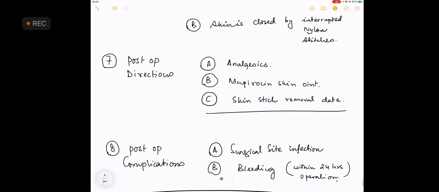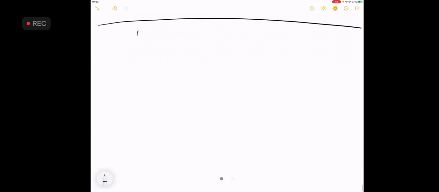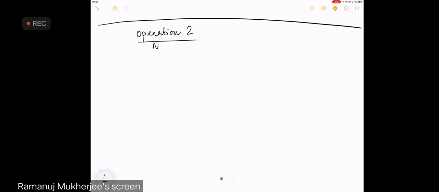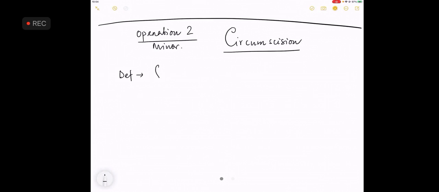The next operative, operation 2 in the minor, is circumcision. By definition, you are asked by the examiner, what is circumcision? Circumcision is the surgical removal of the foreskin, or you should be calling it the excess of the preputial skin.